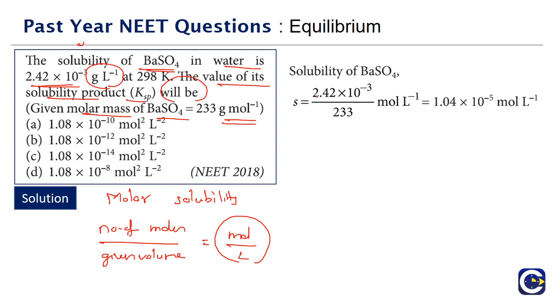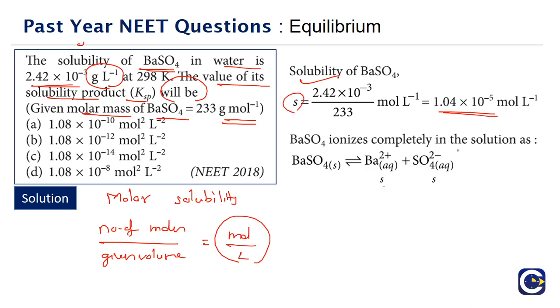So if we divide the gram solubility by the molar mass, we will get the molar solubility, which means 2.42 into 10 power minus 3 divided by 233, which is approximately 1.04 into 10 power minus 5 mole per liter. So always remember, if you have the gram solubility, we will divide it by the respective molar mass of the salt. We will get the molar solubility, S.